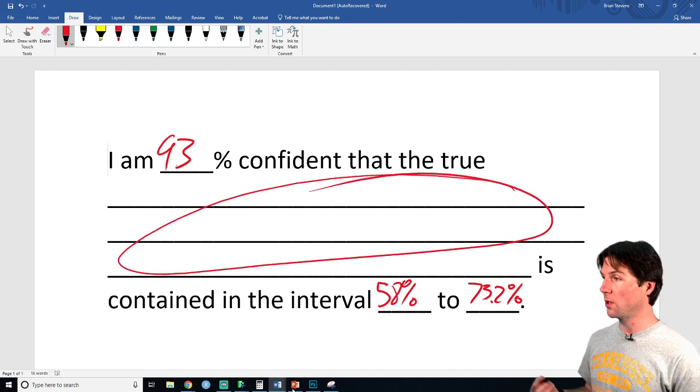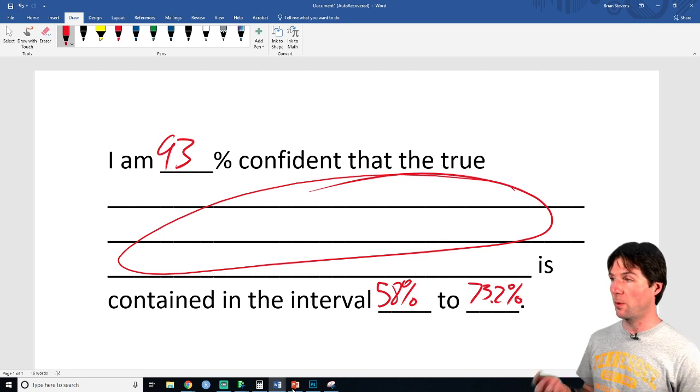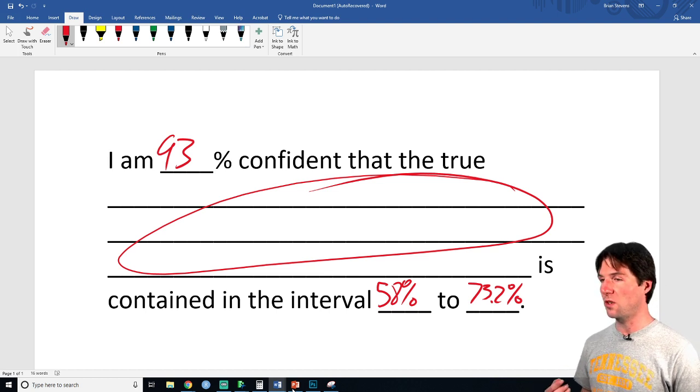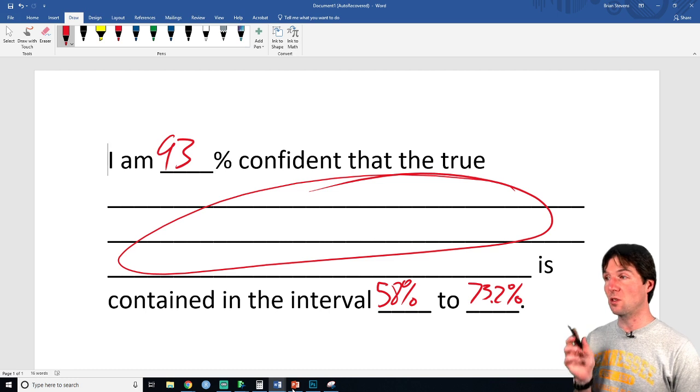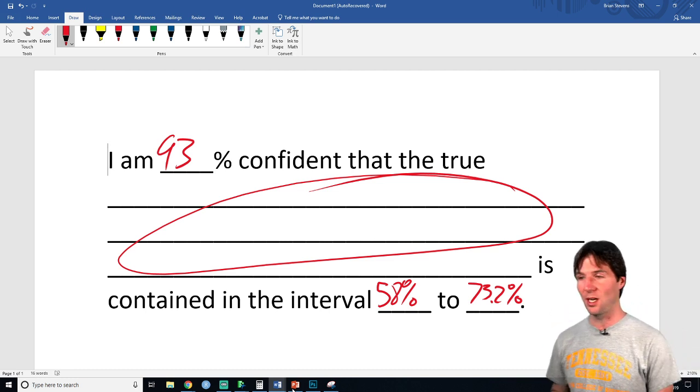But remember, it's the true proportion of sophomores who recycle. I am 93% confident the true proportion of sophomores who recycle is contained in the interval 58% to 73.2%. And we've kept this up here since we first learned confidence intervals, and we use it for every problem to interpret them correctly each time.